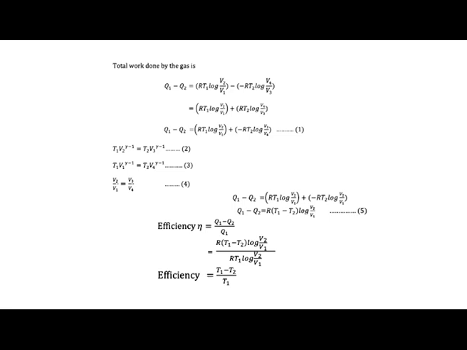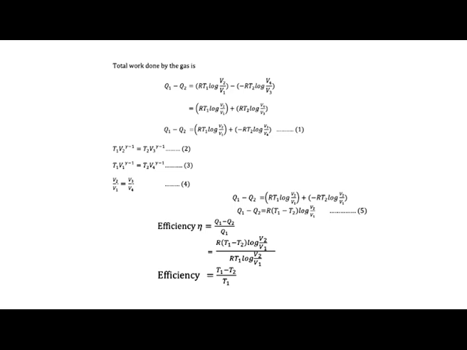we get equation number 5, that is Q1 minus Q2 is equal to RT1 log V2 by V1 plus minus RT2 log, substituting here V3 by V4 which is equal to V2 by V1. So minus RT2 log V2 by V1. Then taking the common term R log V2 by V1 outside the bracket, we get Q1 minus Q2 is equal to R into (T1 minus T2) log V2 by V1. That is equation number 5.